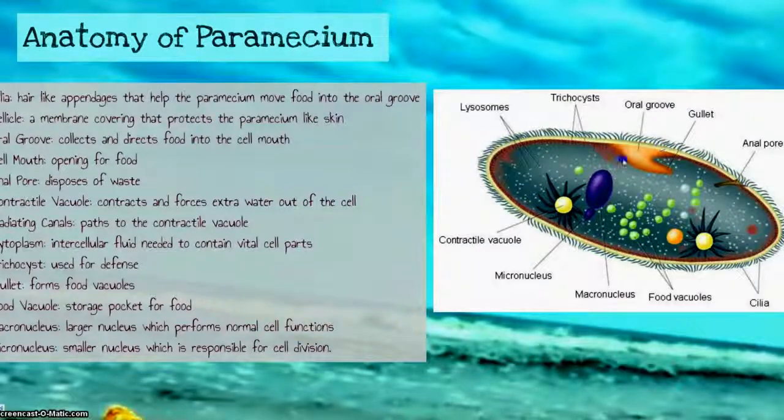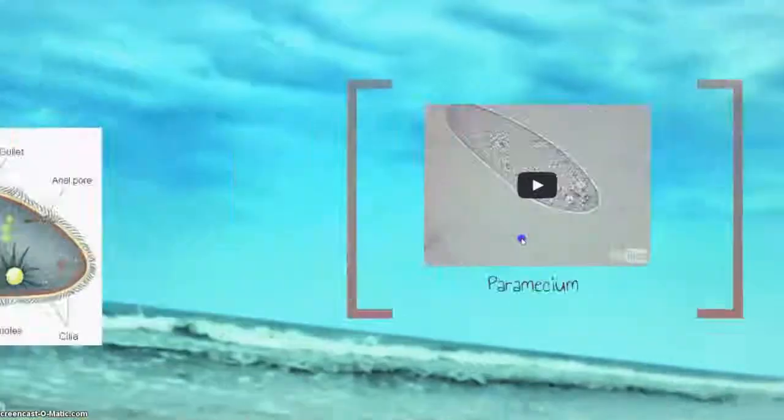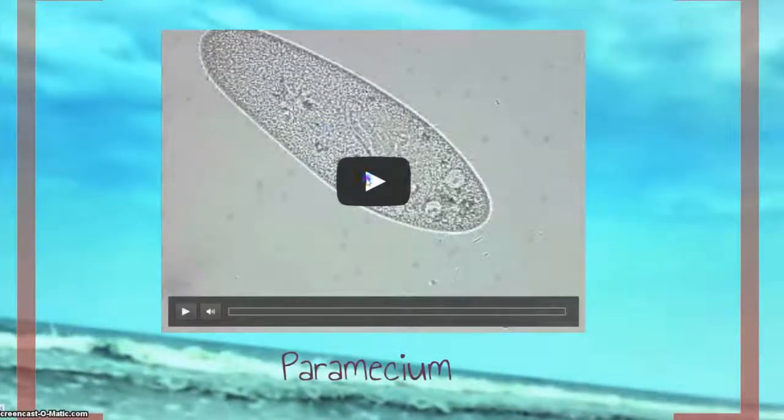And then we have our macronucleus, the most important part. This is a big one right here. And then we have our micronucleus, which is a small one right here. The macronucleus performs normal cell functions, and the micronucleus is responsible for cell division. So we have an example right here.